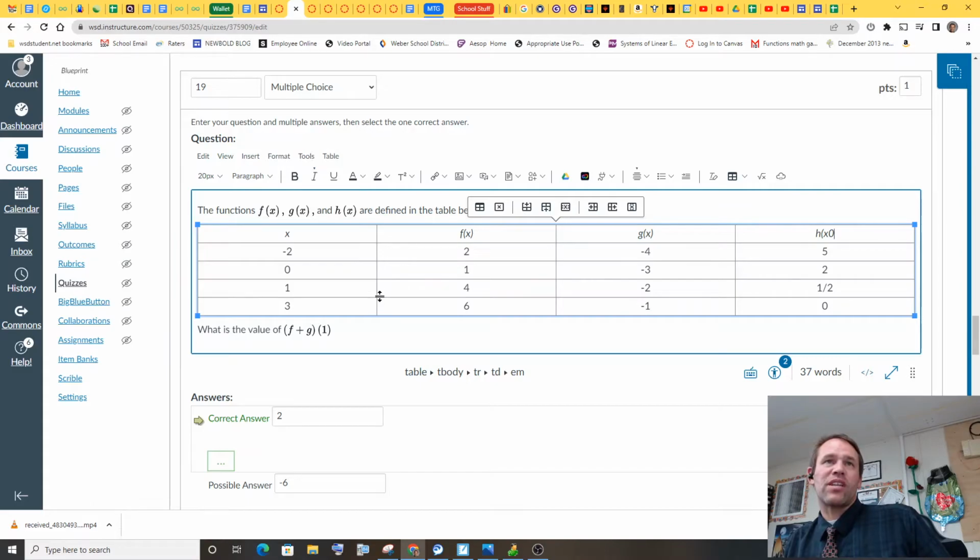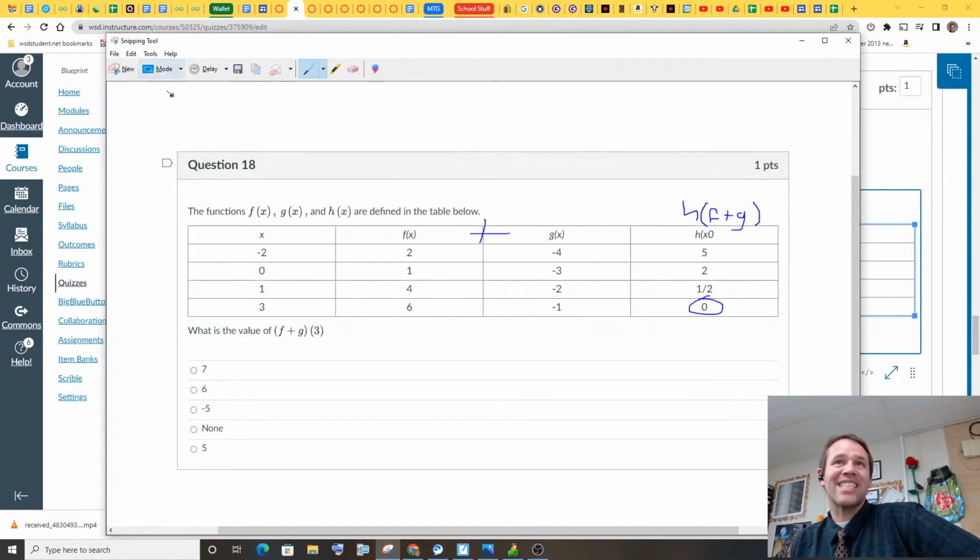Okay, let's see here. Maybe we'll just give you all the answers. Okay, so f plus g of 1. Cool. So what is the value of f plus g? Well, f of x, if you plug in a negative 2, you get a positive 2. If you plug in a 0, you get a 1. If you plug in a 1, you get a 4. If you plug in a 3, you get a 6. Interesting. Seems kind of linear, doesn't it? Can we figure out what that linear equation is? Let's see. So we'll go ahead and graph this sucker. So you plug in a negative 2, and you get a positive 2.